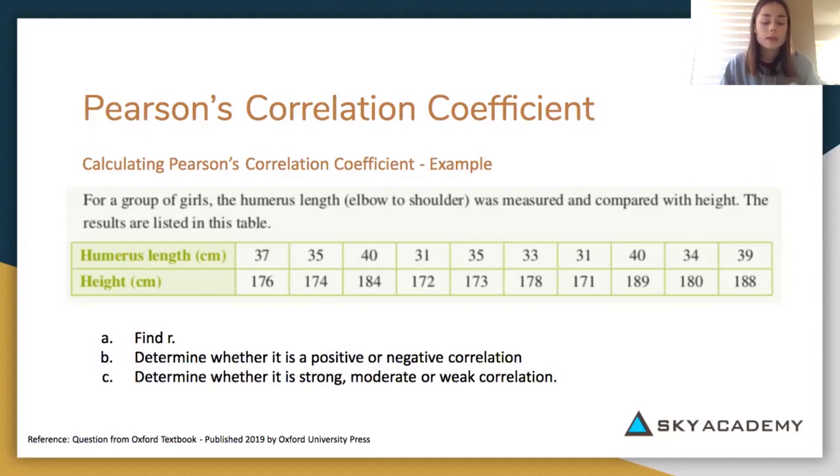And then in the Y column, we're going to put the values that correspond with it. So where we have 37 in the X column, we're going to put 176 in the Y column. 176, and then 174, and then 184, 172, 173, 178, 171, 189, 180, and then 188.